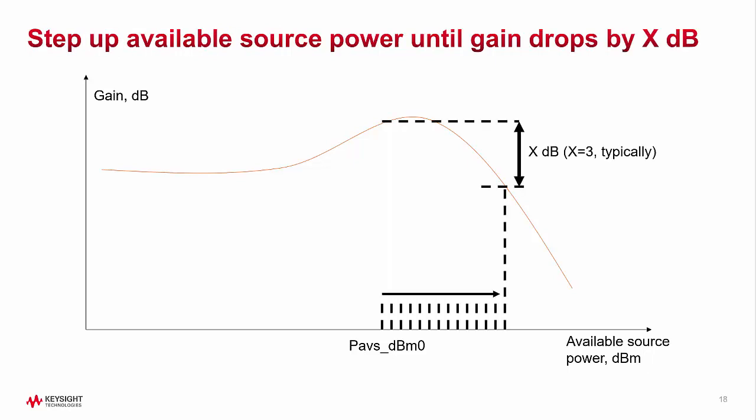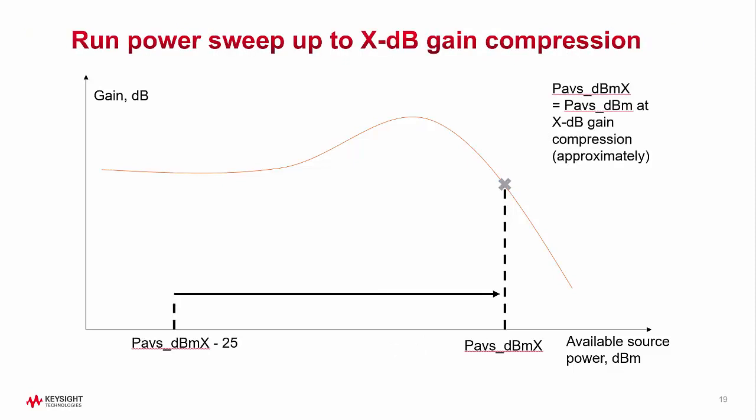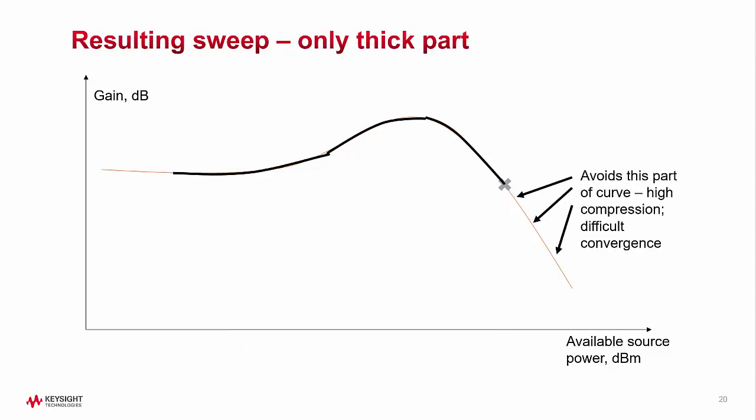and optimizes the source power until the gain decreases by the specified amount set by the XDB target value. Then it runs a source power sweep up to the power level needed to cause the desired amount of gain compression. The result is that only the thick part of the curve is simulated. We reach the desired amount of gain compression and avoid driving the device too far into compression.